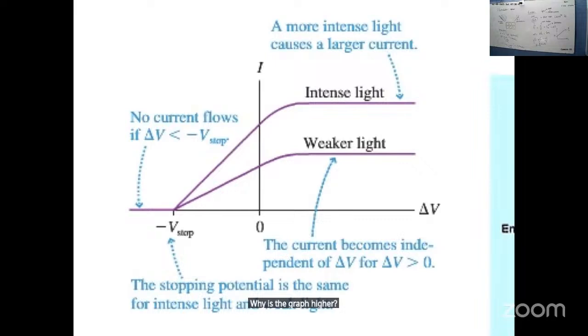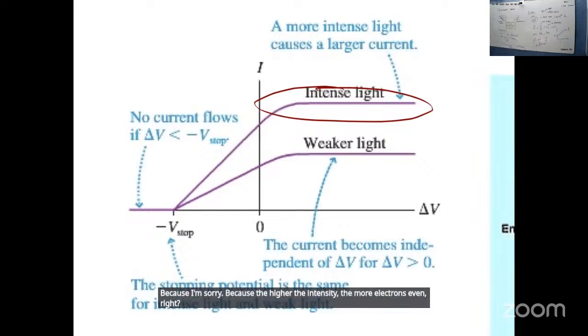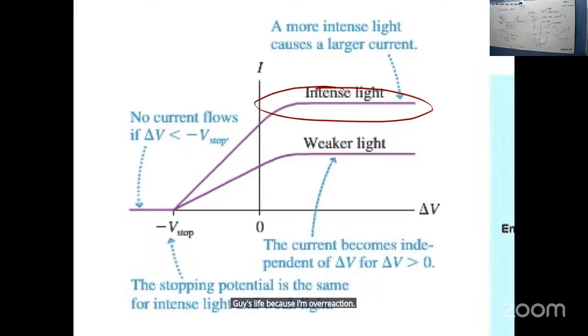Why is the graph higher here? Because they had to get more current. Because the higher the intensity, the more electrons leaving, right? And if more electrons are leaving, the bigger the current. That's why. But is it more voltage? No, more current just means more electrons leaving. That's something totally different. The more electrons leave, the more current.